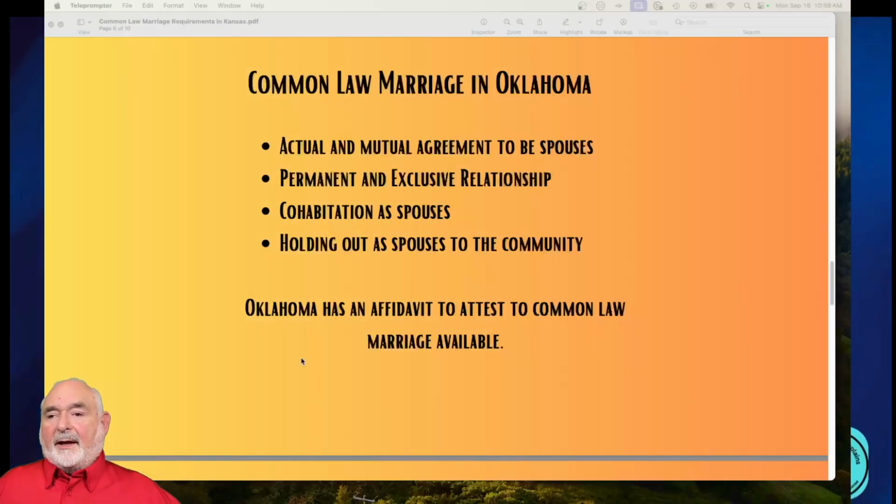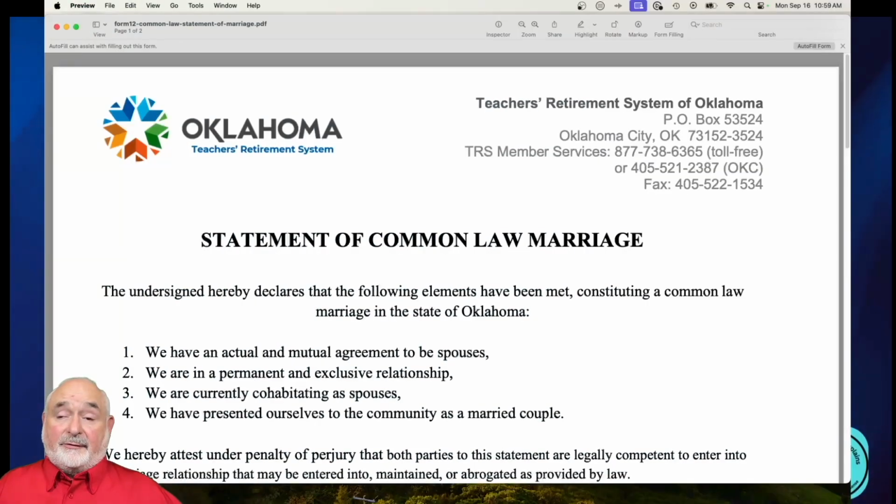In Oklahoma, again, it's just actual and mutual agreement to be spouses, permanent and exclusive relationships, cohabitation as spouses, holding out as spouses to the community. Oklahoma has an affidavit to attest to common law marriage available. Now, this is through the teacher's retirement system of Oklahoma, but this is essentially a situation where you could use this affidavit in Oklahoma to fulfill the requirements of common law marriage.